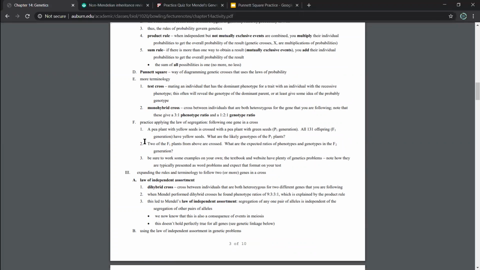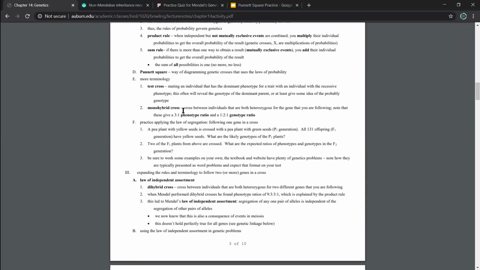But some more terminology. A test cross is when you mate an individual that has a dominant phenotype for a trait with an individual with a recessive phenotype, so that we can figure out the genotype of the dominant parent. This is because with the phenotype, it's often hard to tell the genotype.